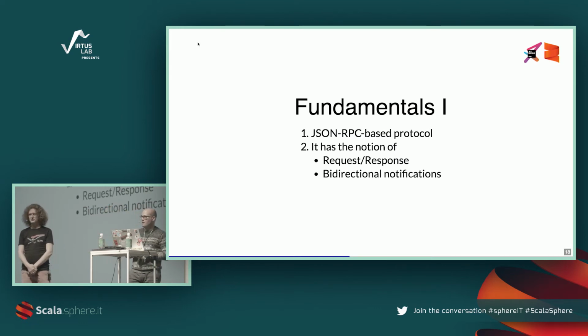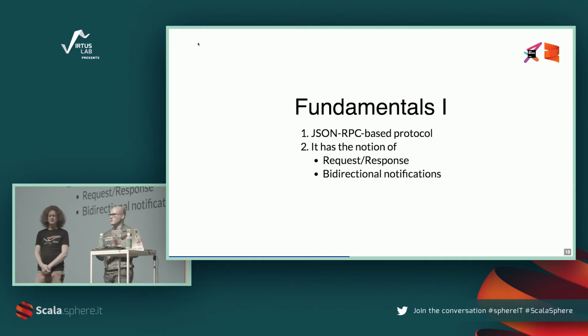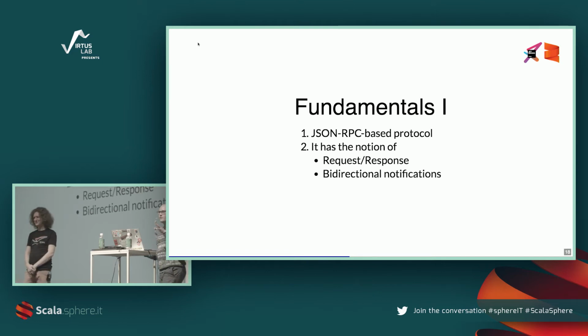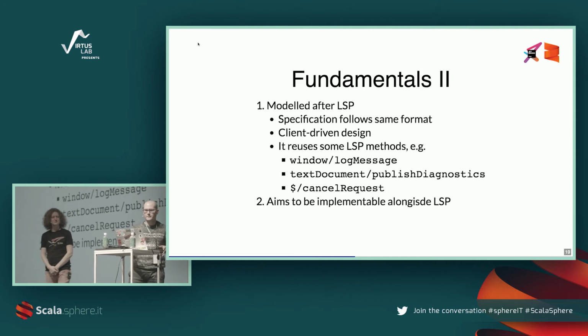that we have two different kinds of interactions between the parties involved, the client and the server. We have requests and responses. Classic. And then we have bidirectional notifications. That means that a client can notify a server, and a server can notify a client. And we'll see why that's useful afterwards.